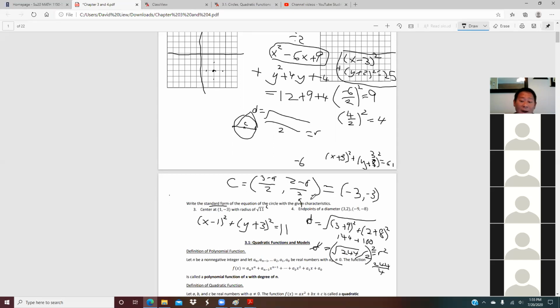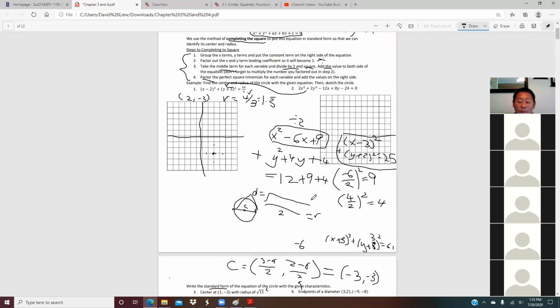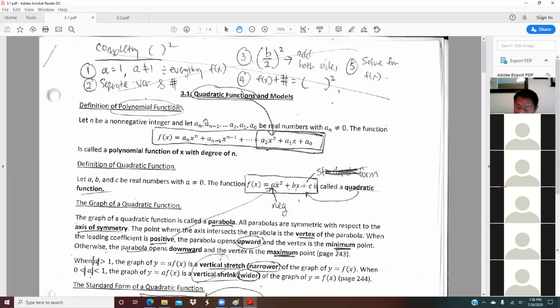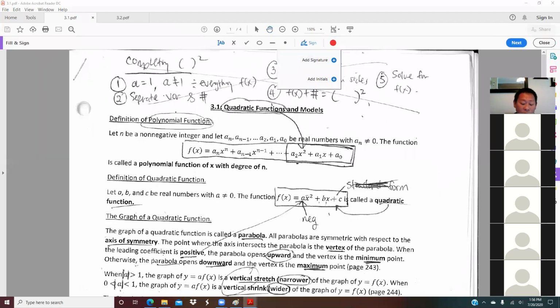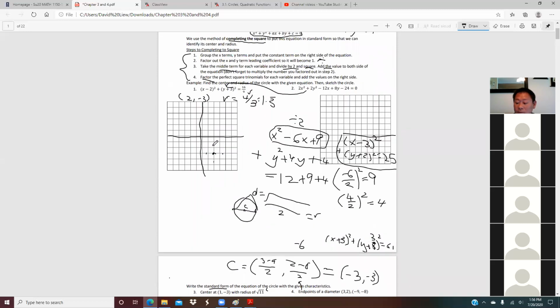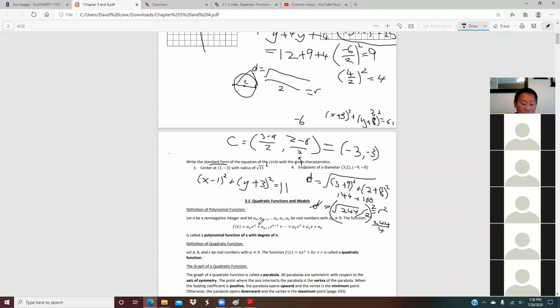Okay, so this is just the circle. This is kind of like a sub-part of 3.1. So now we're going to talk about really 3.1, the quadratic type. Does anyone have any questions with the circle piece before I continue with the quadratic equations? Anyone have any questions?